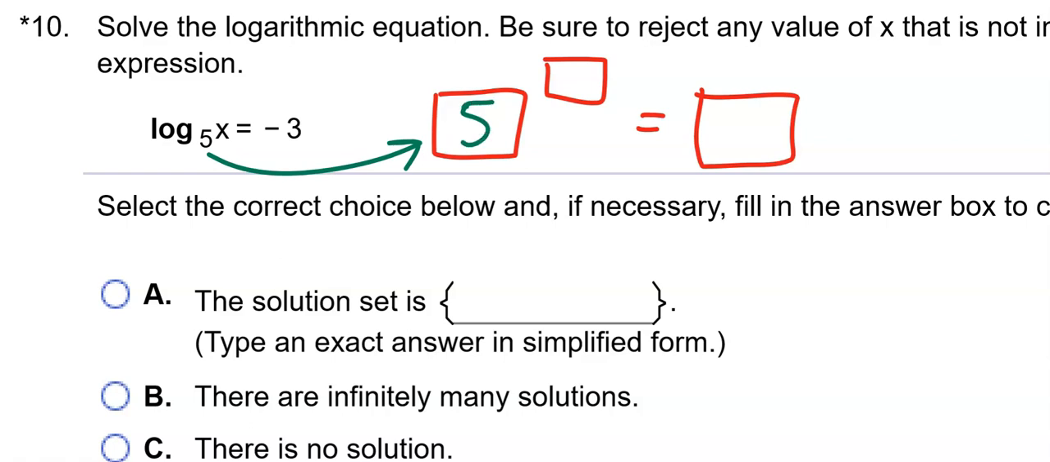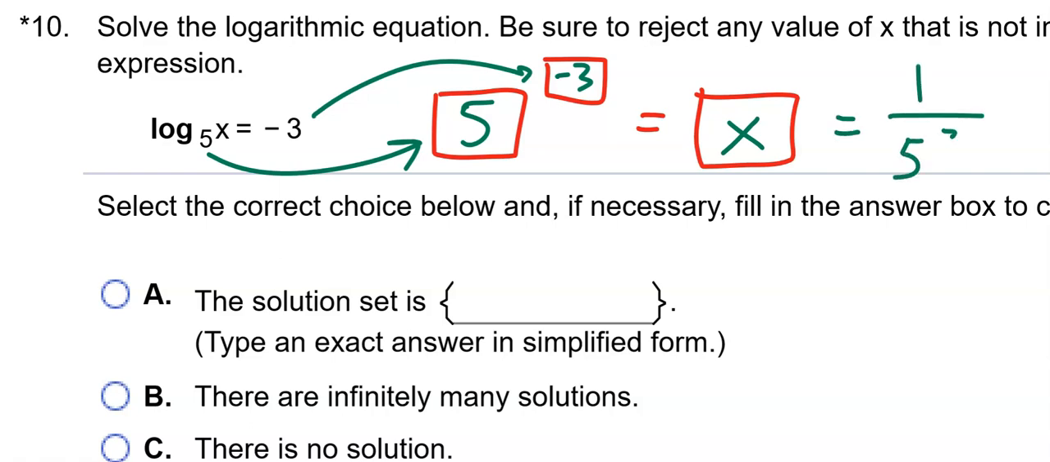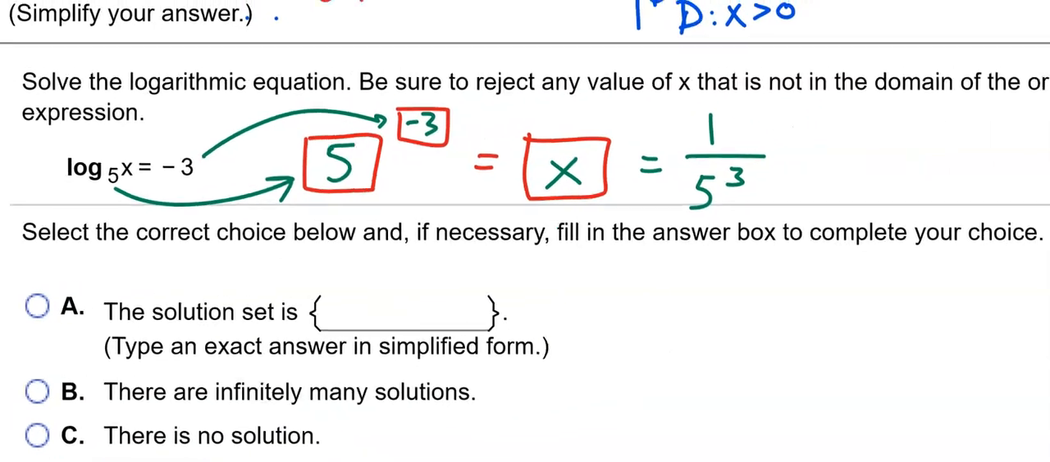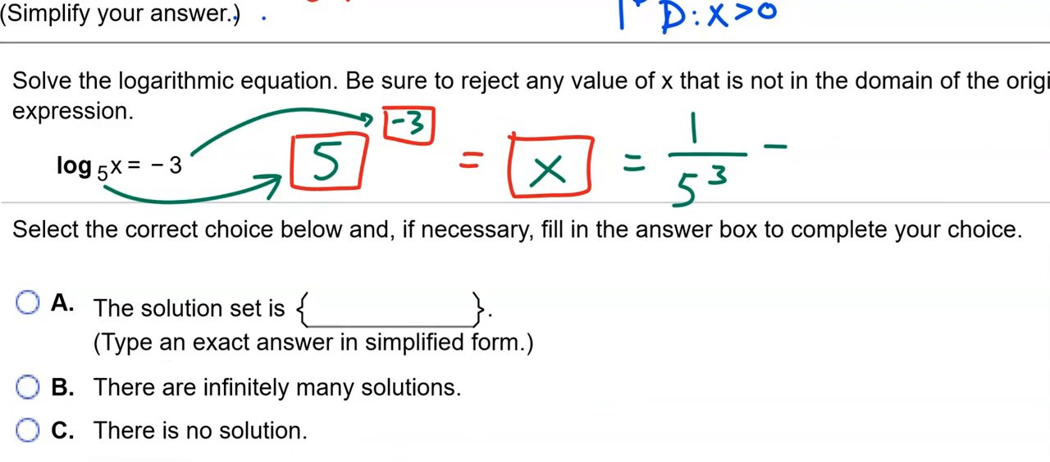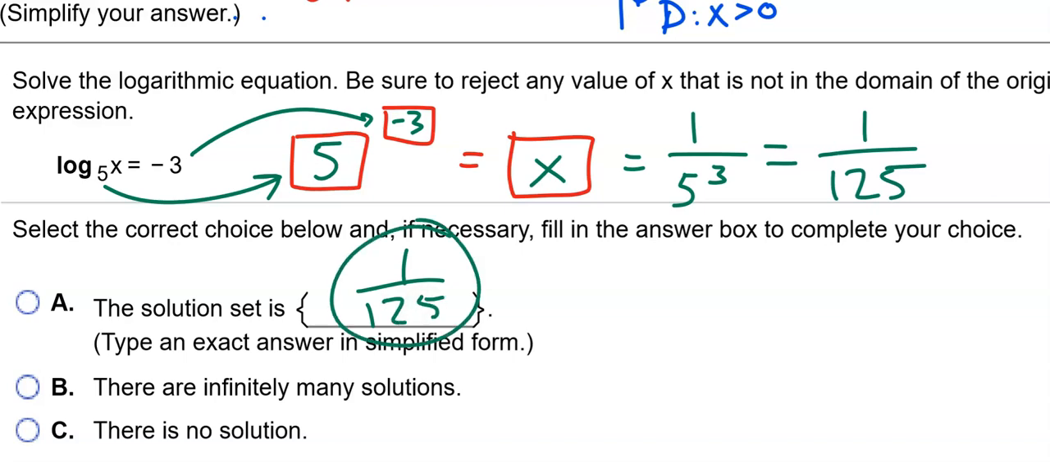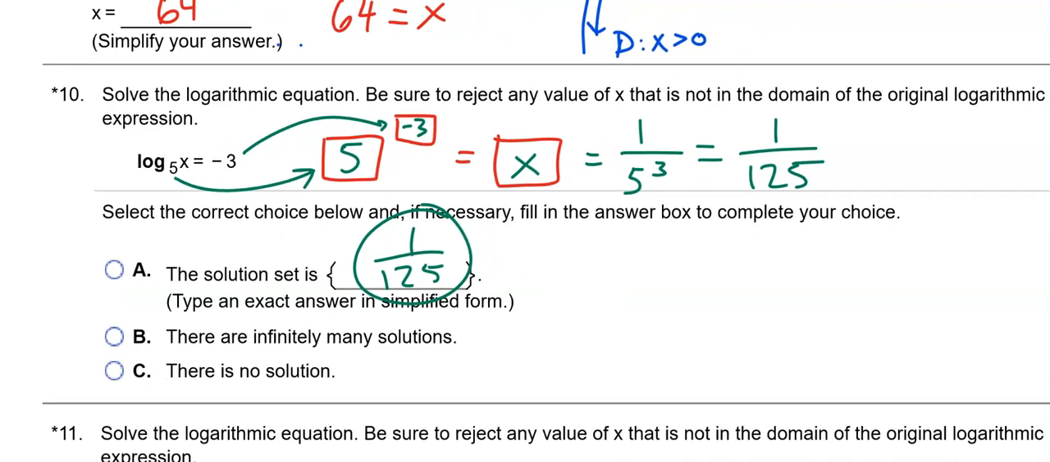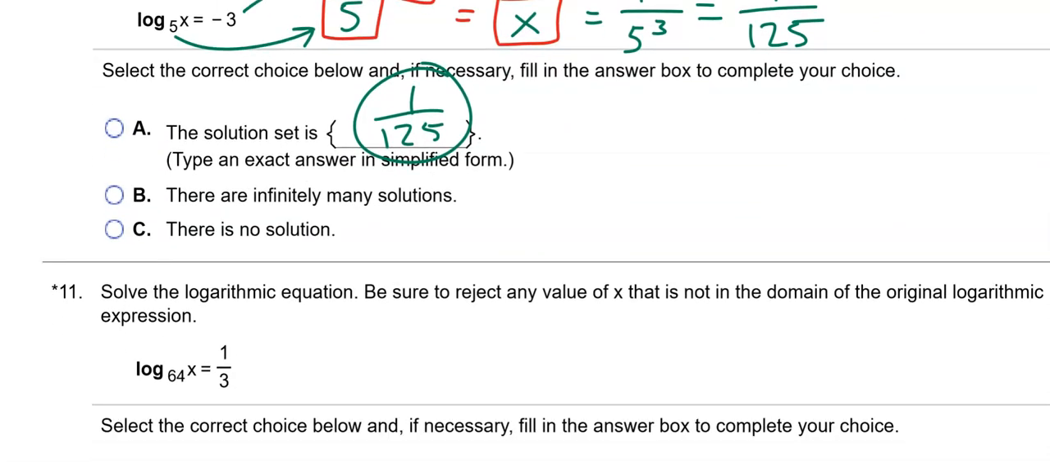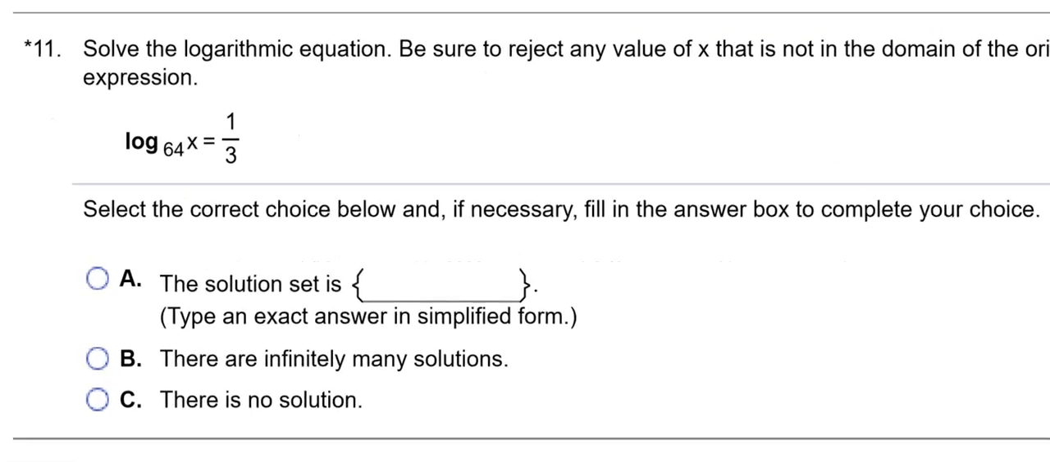Base is 5. Exponent is -3. And what it equals is the remaining part, x. Well, 5 to the -3rd, that's the same thing as 1 over 5 to the 3rd. We talked about how the negative part causes it to flip over. And that would be 1 over 5 times 5 times 5 is 125. 1 over 125. And it's not a negative number, so I don't have to worry about that whole rejecting idea. Okay.